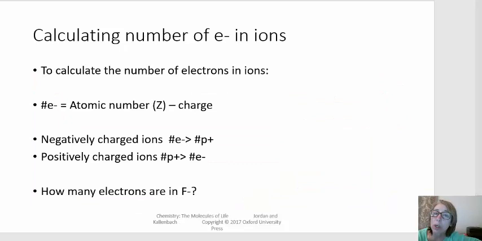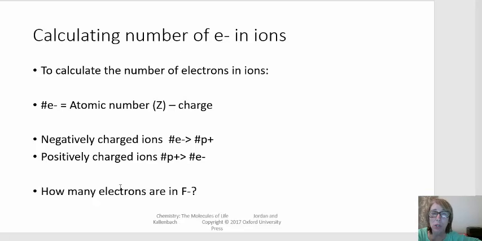All right, now in your homework, you are asked to calculate the number of electrons in ions, and there's a simple formula to figure that out. It is the atomic number, which is Z, minus the charge. And when you get your answer, you want to make sure it makes sense. Negatively charged ions will have more electrons than protons, and the charge will tell you how many more electrons. So -1, 1 more electron than the number of protons. -2, 2 more electrons than the total number of protons.